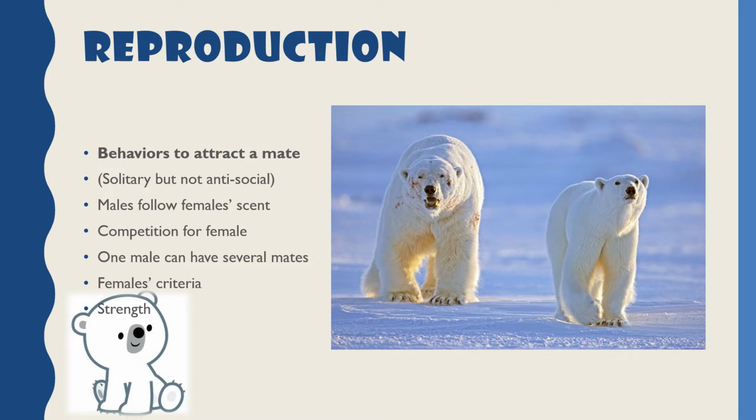Males seek out females by following their scent. Two males may fight over a female. Polar bear couples are only together for about a week before they separate. The male may then seek out another mate. Female polar bears prefer stronger males. Male polar bears will have intense competitions, fighting with another male to win the female.